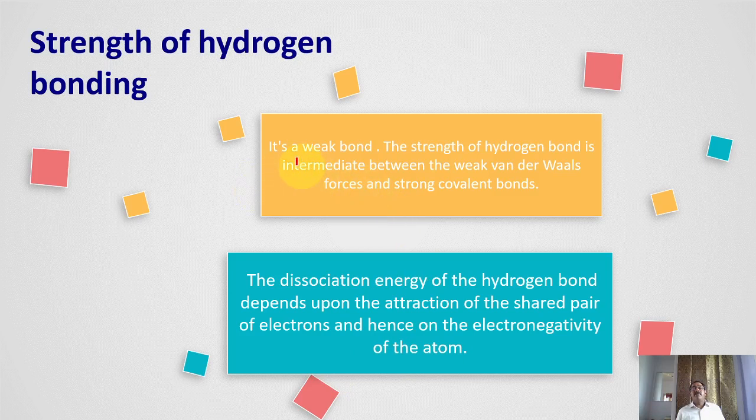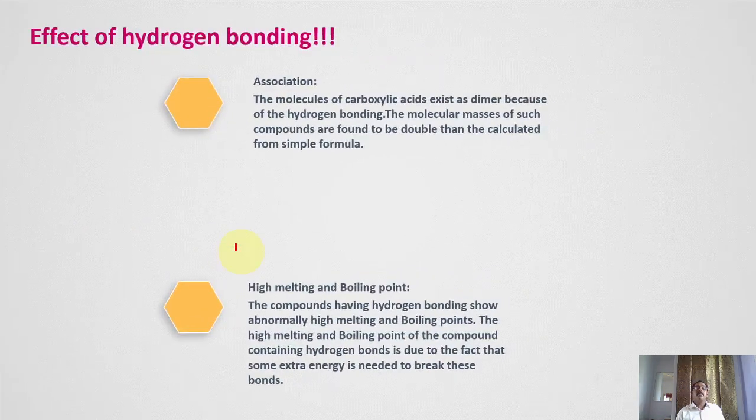Already this we have discussed. This is a weak bond. The strength of hydrogen bond is intermediate between the weak van der Waals bonds and strong covalent bonds. The dissociation energy of hydrogen bond depends upon the attraction of the shared pair of electrons, hence the electronegativity of the atom. Okay.